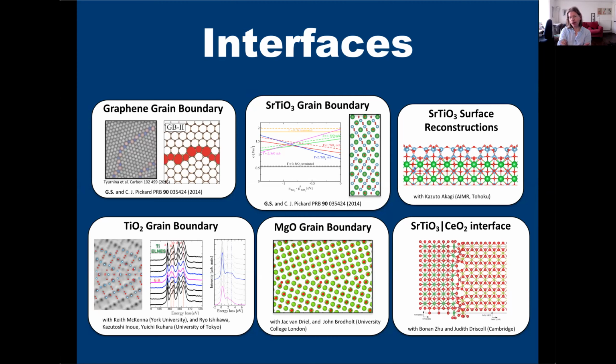I also worked with John Brodholt and Jack Van Dryle on grain boundaries at high pressure, which I think is a massively underexplored area. So we were looking at MgO grain boundaries. With Kazuto Akagi in Japan, we've been looking at strontium titanate reconstructions on the surface.